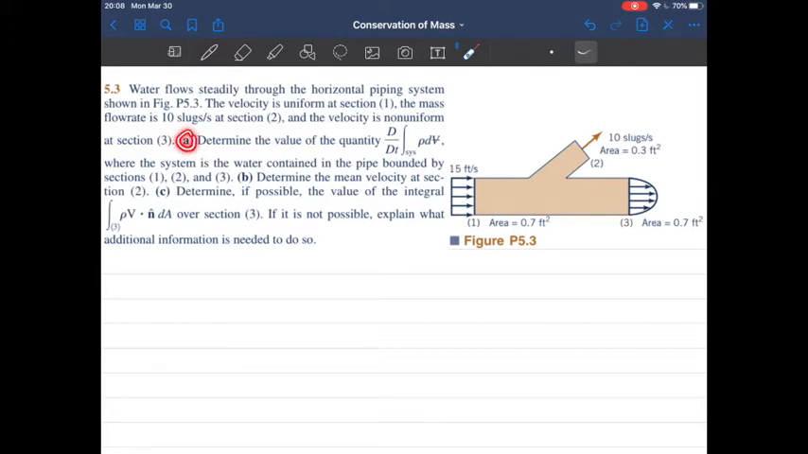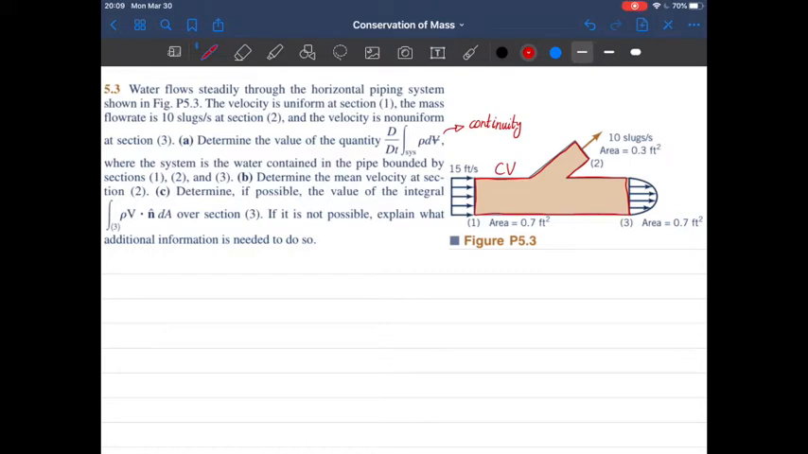In part A, it says determine the value of this quantity. And what is this quantity? This quantity is the continuity or the conservation of mass. So for this problem, first we need to define the control volume. And if the whole pipe with all three open surfaces is selected, we can select this as our control volume.